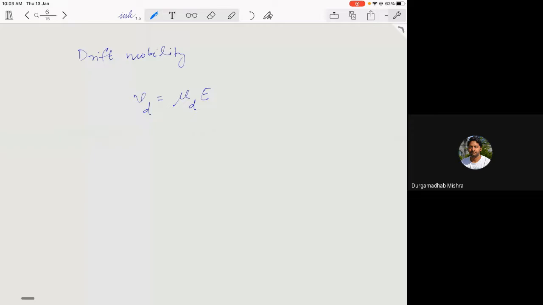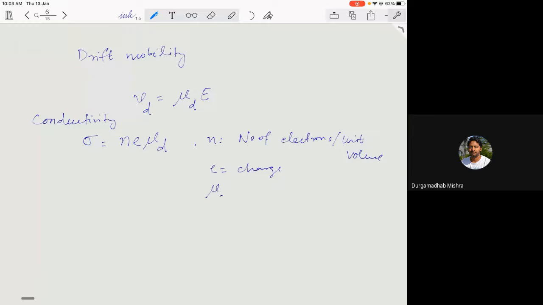Now this drift mobility, you can also use it to calculate the conductivity, which is given by this relation. So sigma is your conductivity, n is your number of electrons per unit volume, e is the charge, of course, and mu d is your drift mobility.